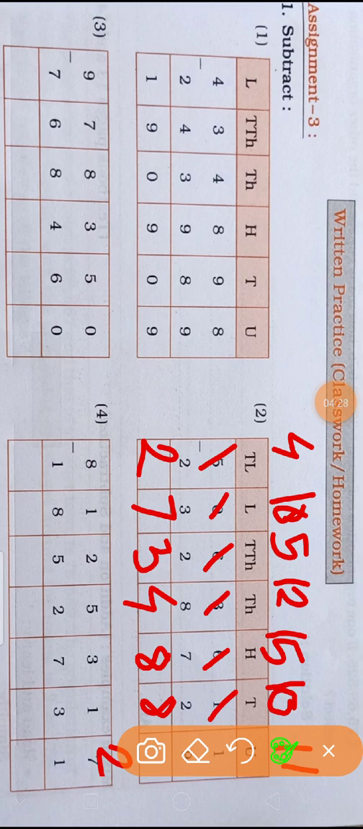Now see the next one, the third one. 0 minus 0, 0. 5 minus 6, it's not possible. Then what will we do? We'll take borrow from the next place. 3 is cut, here is 2. 3 minus 1, 2. But which number will form here? 15. Now 15 minus 6, here is 9.